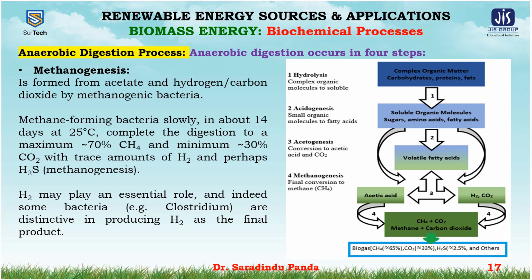Hydrogen may play an essential role, and indeed some bacteria like Clostridium are effective in producing hydrogen as the final product. The methane forming bacteria are sensitive to pH, and conditions should be mildly acidic, where the pH is 6.6 to 7, but not more acidic than pH 6.2.